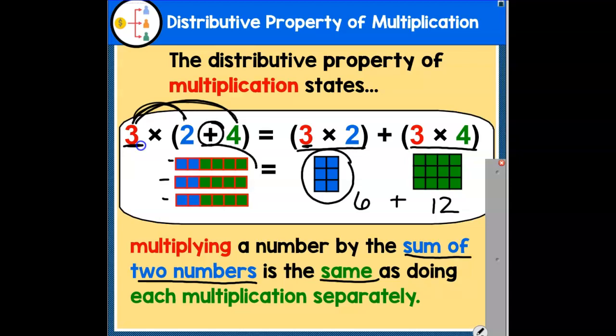Okay, so I could have done it this way first. I could have added 2 and 4 and gotten 6, and then 3 times 6 and gotten 18. Or I could use the distributive property, because it's going to be the same, or equivalent, if I distribute my 3, break it into 2 parts, and then combine the parts again at the end.